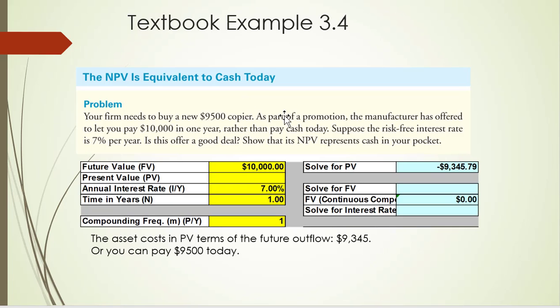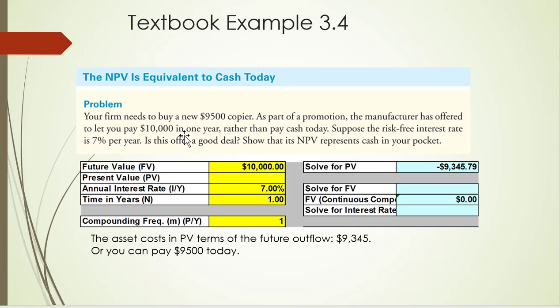So here's a quick little example. A company wants to buy a copier for $9,500. And as part of a promotion, the manufacturer says, look, if you don't want to pay $9,500 today, you could pay $10,000 at the end of the year. So which would you rather do? Would you rather pay cash today or pay $10,000 in 1 year? And if the risk-free rate were 7%, the question is, is this a good deal?